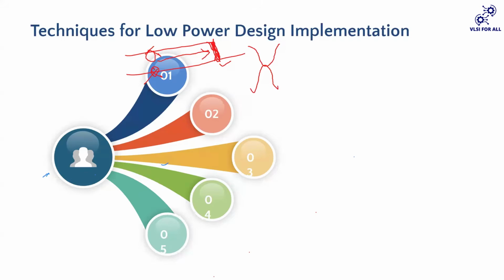Let me assume everyone knows what a flop and a latch are. I don't need to explain this, correct? Now, if I'm having a flop, there are two different types of flops: one is positive edge triggered and the other is negative edge triggered, correct?